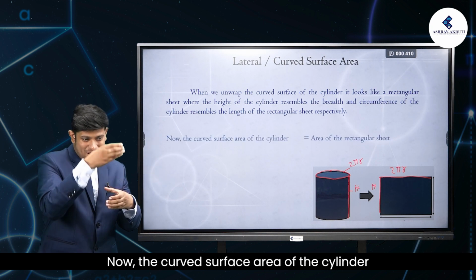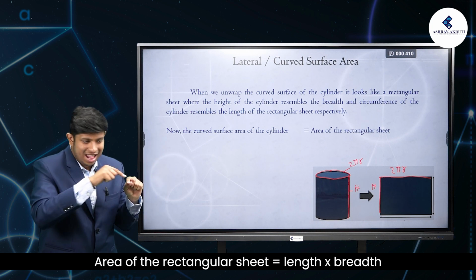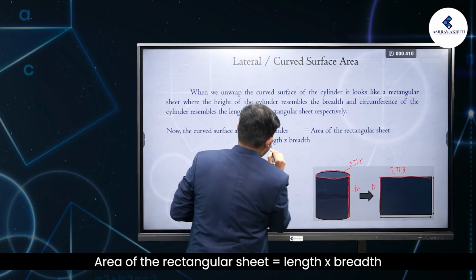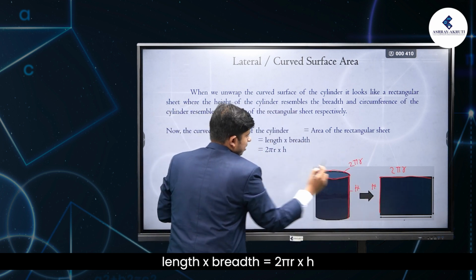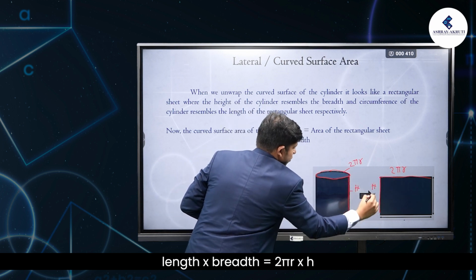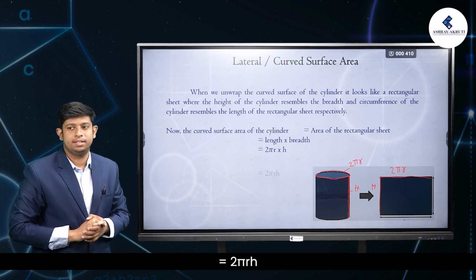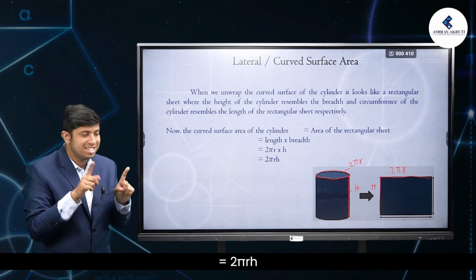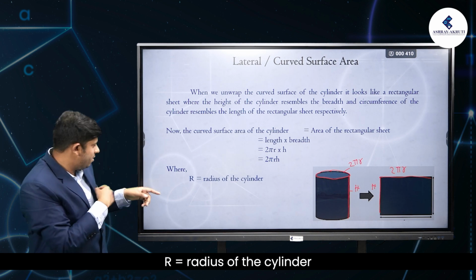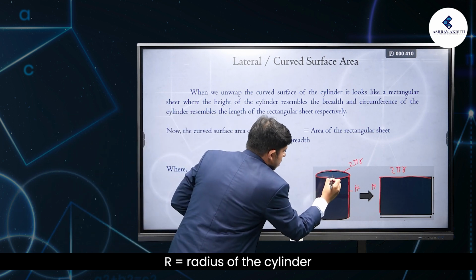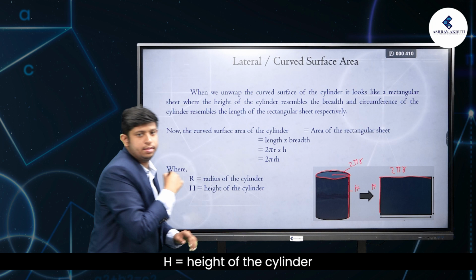Now, the curved surface area of the cylinder is equal to the area of the rectangular sheet, that is equal to length into breadth, that is equal to 2 pi r into h, that is equal to 2 pi r h, where r is the radius of the cylinder and h is the height of the cylinder.